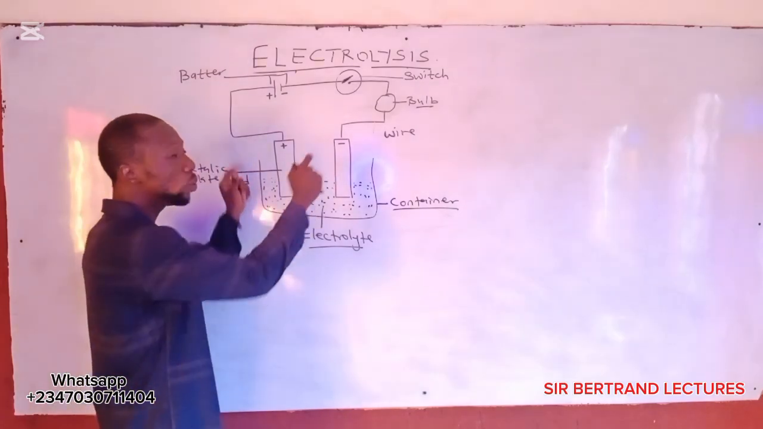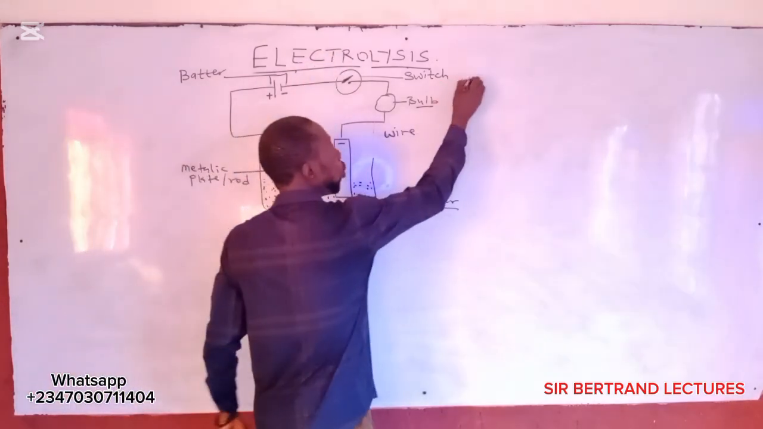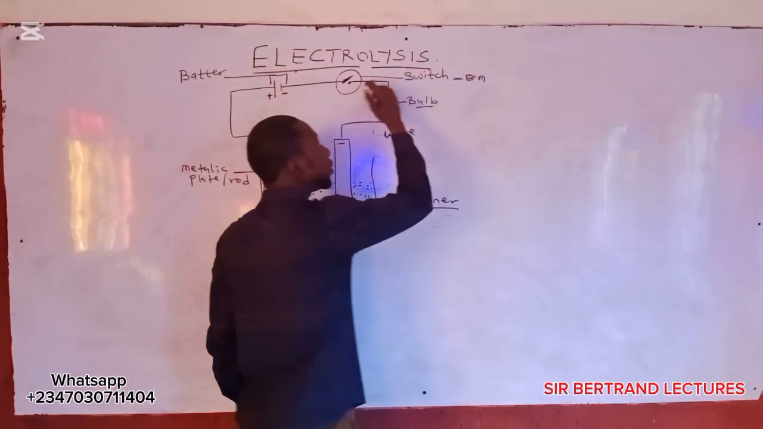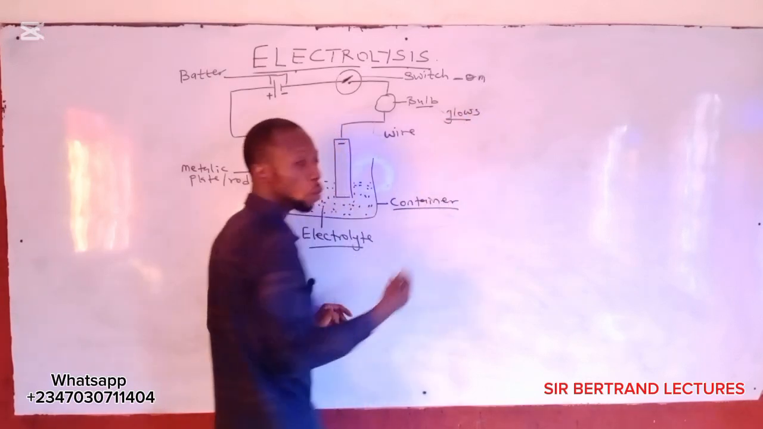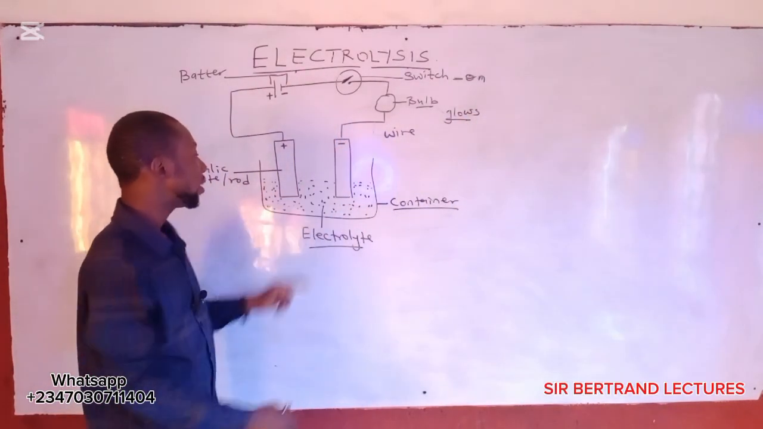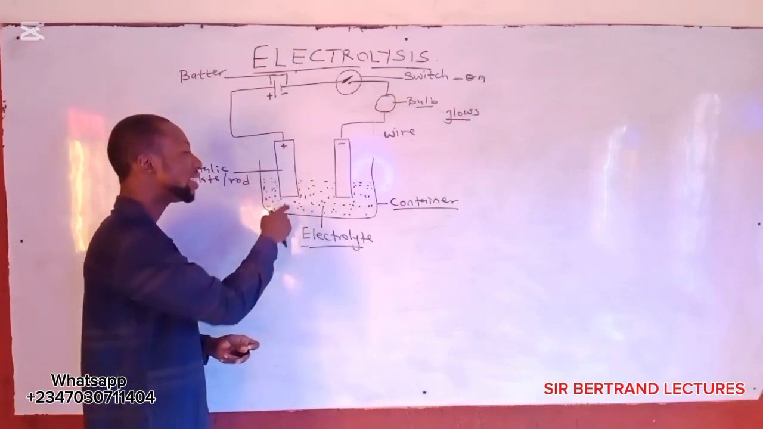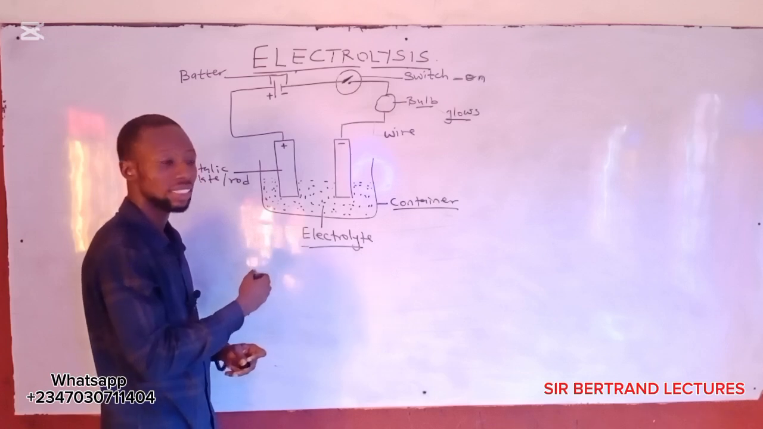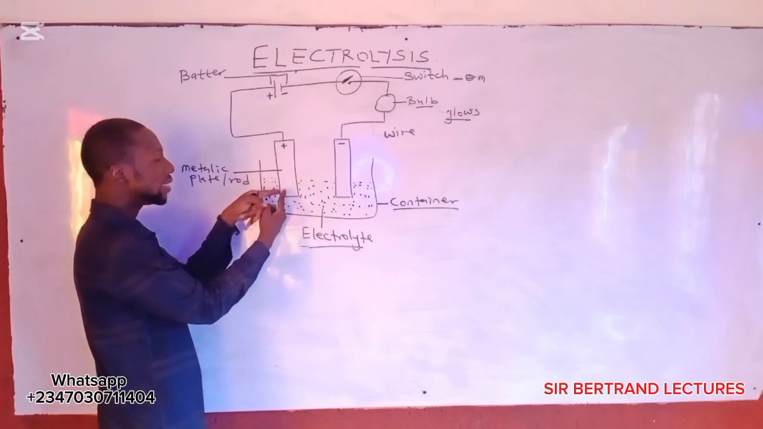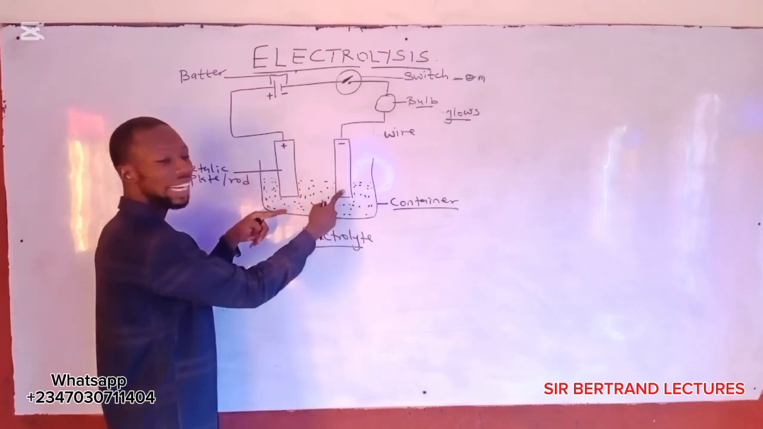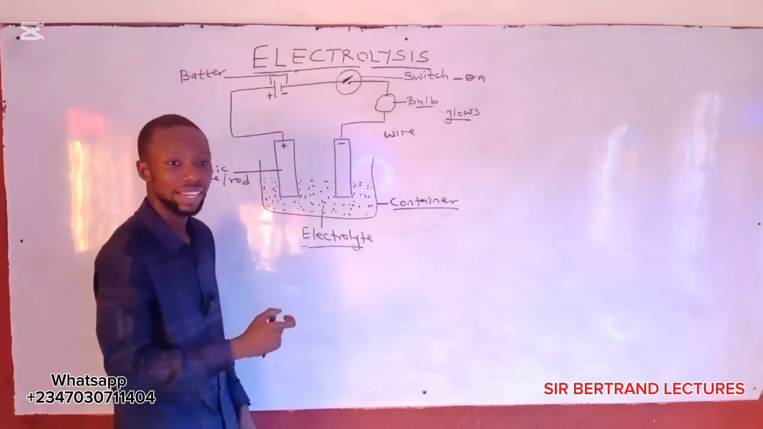Now, after connecting the whole set completely, if you switch on the switch and the bulb glows, that shows that the compound you have here is an electrolyte, because it has conducted electricity by allowing the current to pass through. If you look here, there is no connection between the battery and the other terminal except the compound we have inside the container.